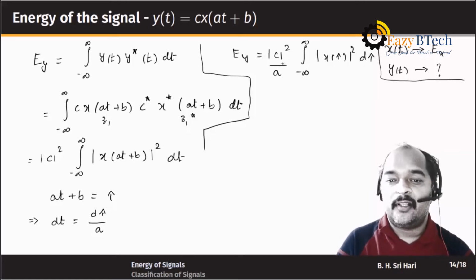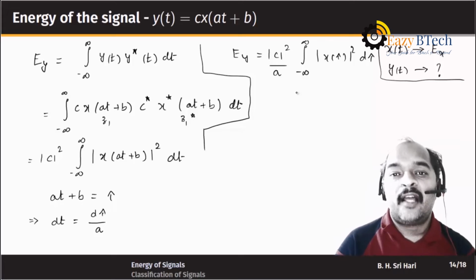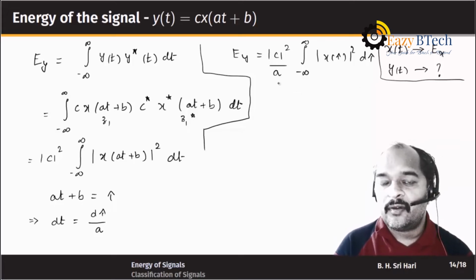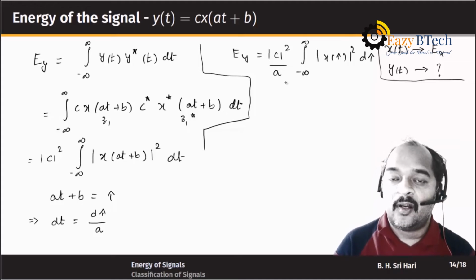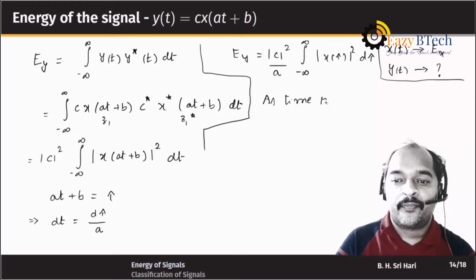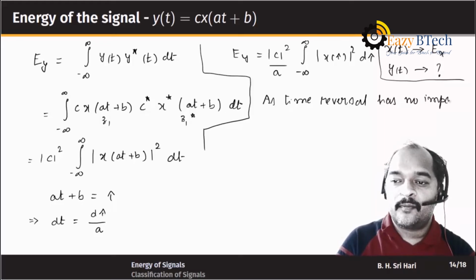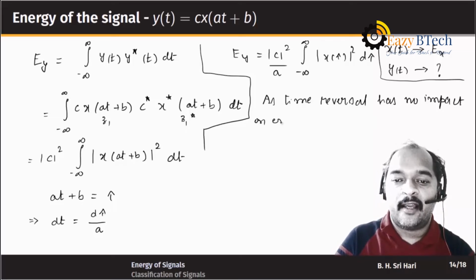Okay, so modulus of c whole square by a, integral from minus infinity to infinity of modulus of x of tau whole square d tau. Okay, so note that a can be negative also, but we know that if a is negative, that is nothing but a time reversal operation. So the time reversal operation does not impact the energy of the signal. Okay, so we'll write that down as time reversal. Okay, so time reversal means what? It has no impact on energy.